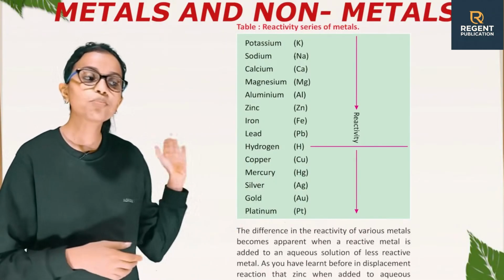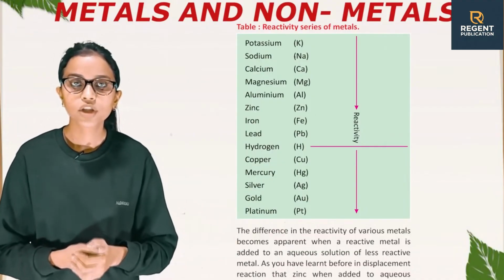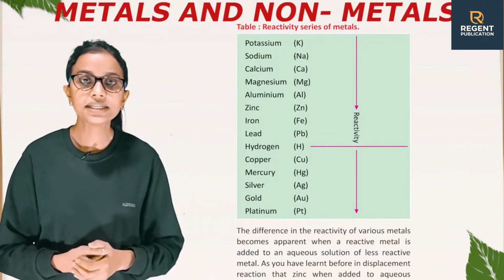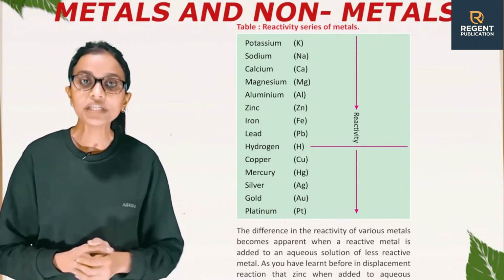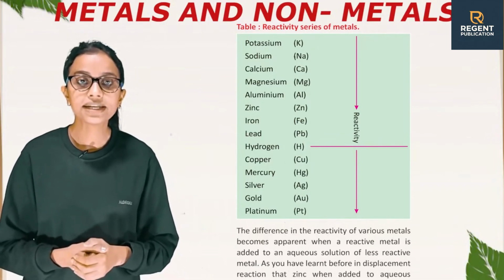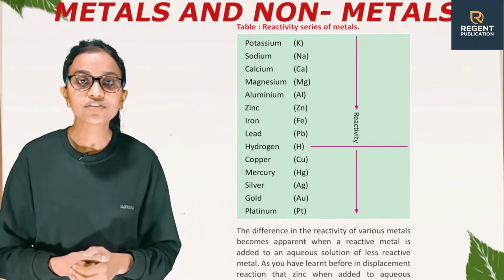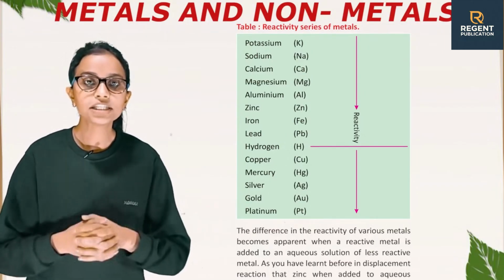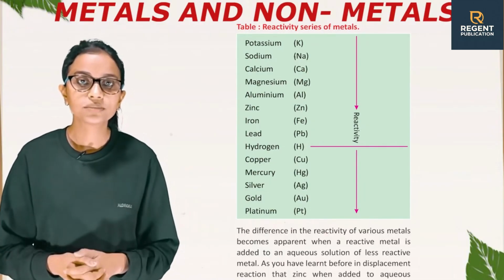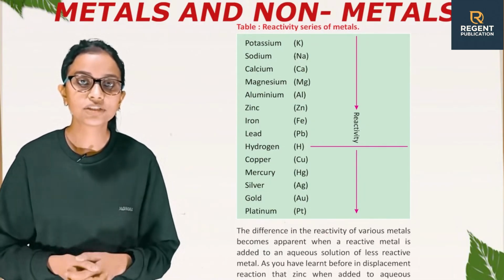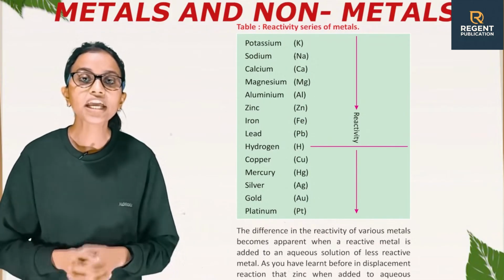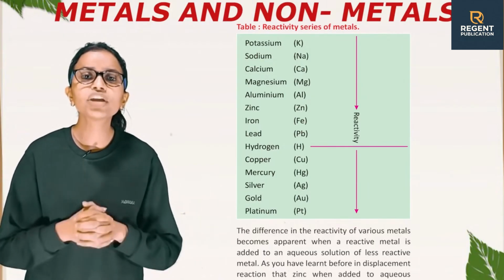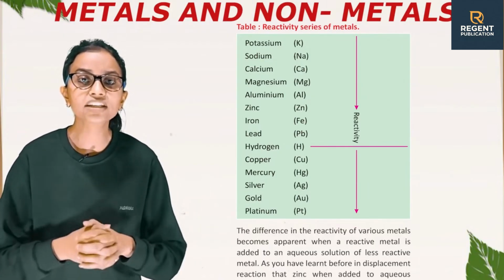So, it's starting from potassium. Potassium, K, sodium, Na, calcium, Ca, magnesium, Mg, aluminium, Al, zinc, Zn, iron, Fe, lead, Pb, hydrogen, H, copper, Cu, mercury, Hg, silver, Ag, gold, Au, platinum, Pt.